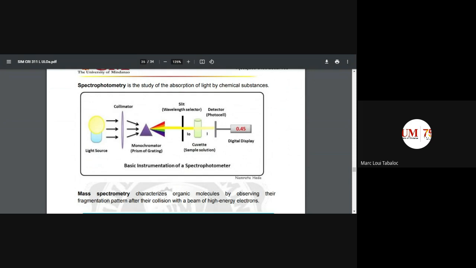So, yung color niyan, yung mga findings niyan, electronically will be converted into a numerical result, which of course, may basis din yan sa content level per numerical result. Yan yung spectrophotometry. Of course, with the use of a spectrophotometer.